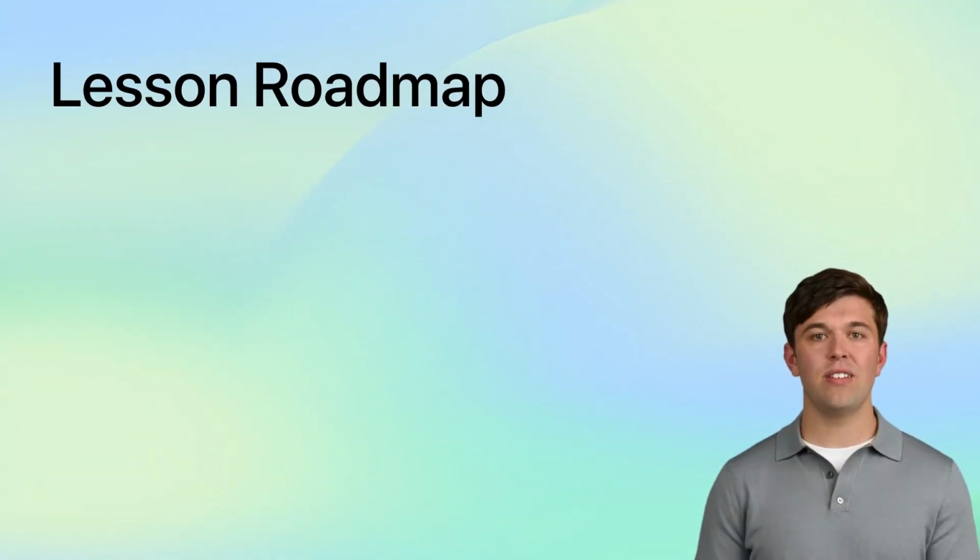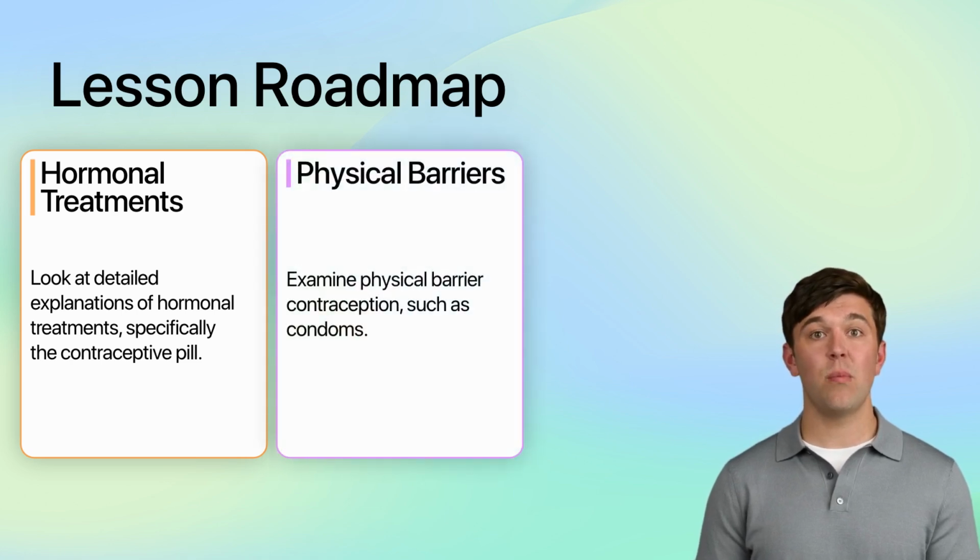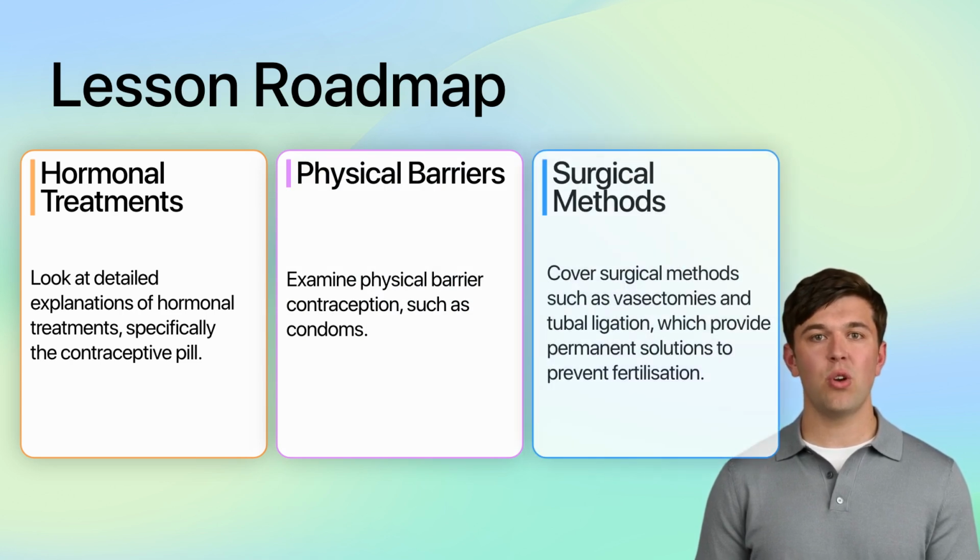In today's lesson, we will look at detailed explanations of hormonal treatments, specifically the contraceptive pill, followed by an examination of physical barriers like condoms. Lastly, we will cover surgical methods such as vasectomies and tubal ligation, which provide permanent solutions to prevent fertilization.